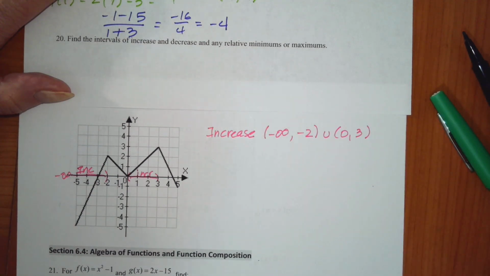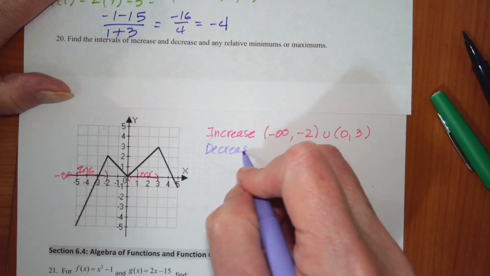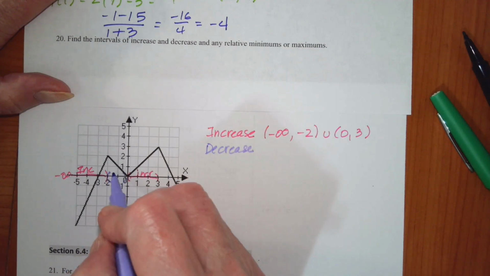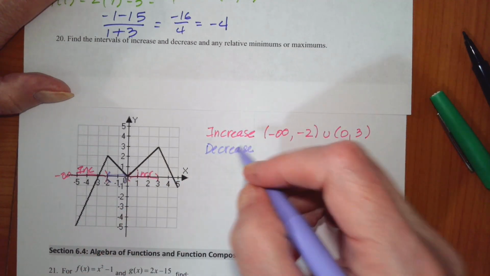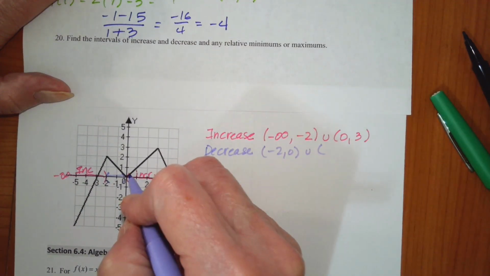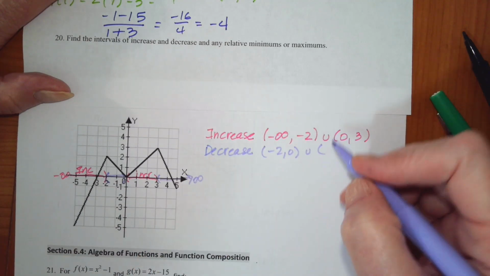Okay. All right, then decrease is where it's going down. So it's going down from left to right between -2 and 0, and then from 3 on to infinity.